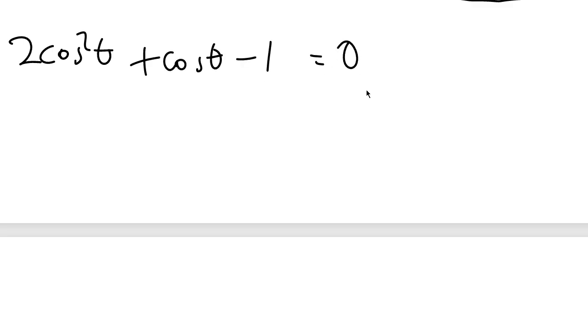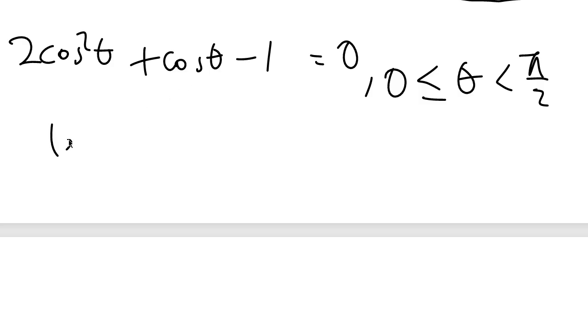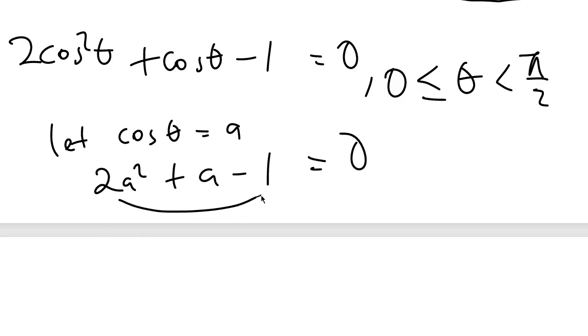So let's say you are given this in the exam: 2 cos square theta plus cos theta minus 1 equals 0, and the range is given to you: 0 less than or equal to theta less than pi/2. So you can apply a quadratic technique here by saying let cos theta be equal to, let's say, a. We now have that 2a squared plus a minus 1 is equal to 0. Then by factorization, find two numbers that multiply to give you minus 2, and that add to give you what? Plus a. And that's simply what? 2a and minus a. 2a squared plus 2a minus a minus 1 equal to 0.